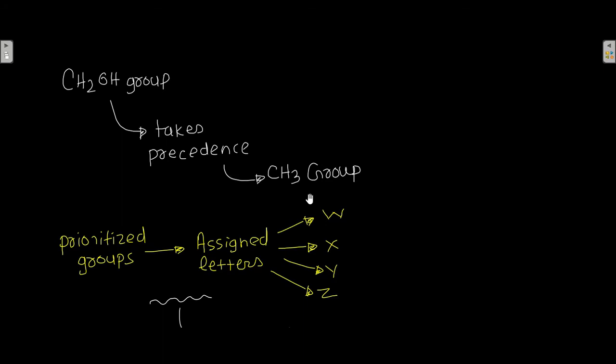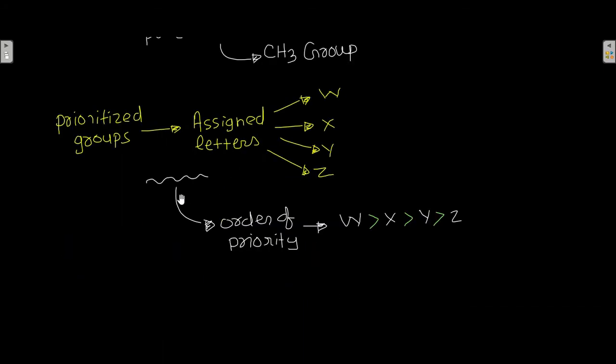After you give the priorities to the groups, the prioritized groups are assigned letters such as W, X, Y, Z, and the order of priority goes like this: W has the highest, then X, then Y, and then Z. So among the 4 substituents attached, the group with the highest priority you designate with the letter W, and in the same way the group with the lowest priority is designated with the letter Z.